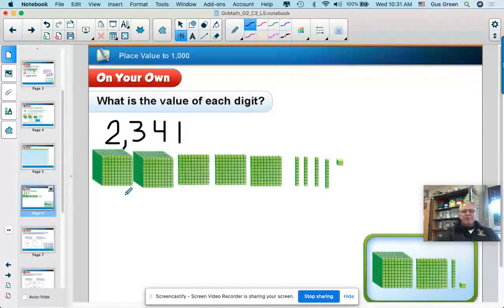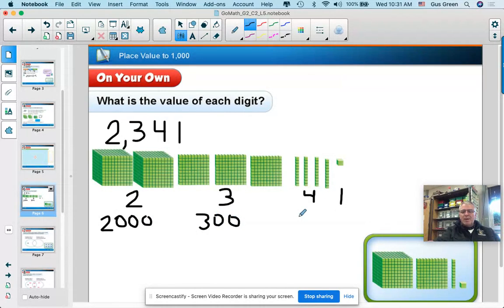So let's use my pencil. 2 thousands, there's 2 of them. 300s, 4 tens, and 1 one. So that would have a value of 2,000, 300s has a value of 300, 4 tens has a value of 40, and 1 one has a value of 1. And whenever we do the expanded, we always show that as an addition problem.